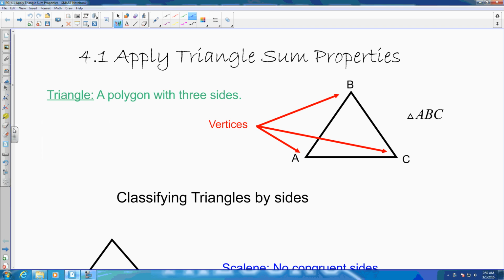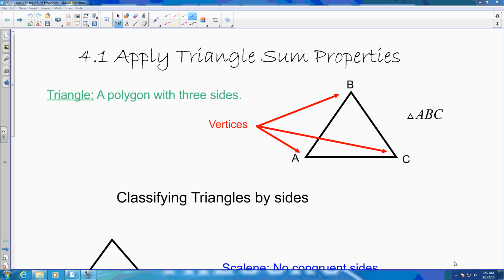All right, we are starting chapter 4, and the first part, chapter 4, section 4.1, deals with applying the triangle sum properties. First off, a triangle is a polygon with 3 sides. We've known that since, first, second grade, kindergarten, stuff like that. But we do have specific ideas, specific names for things to kind of help us solve the different properties of a triangle.